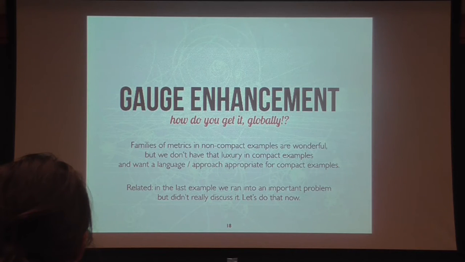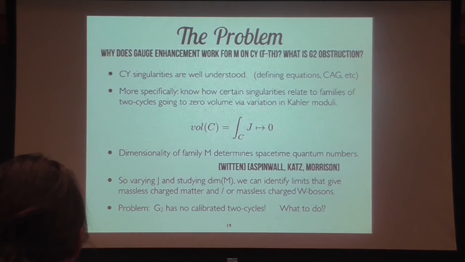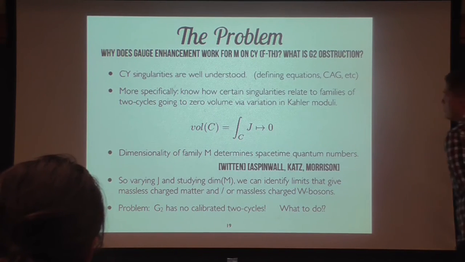So in particular, in the last example, we ran into an important problem that I didn't emphasize that much. I mentioned it, but it's really a problem, and so I want to say it. The problem is made evident by using analogy to M theory on Calabi-Yau. So why does gauge enhancement work for M theory on Calabi-Yau in the simplest case? And what is the G2 obstruction?